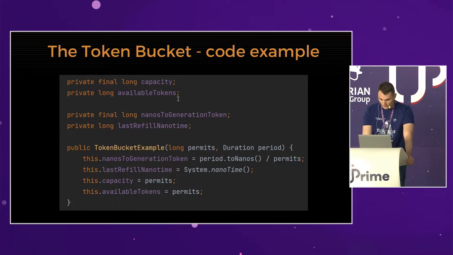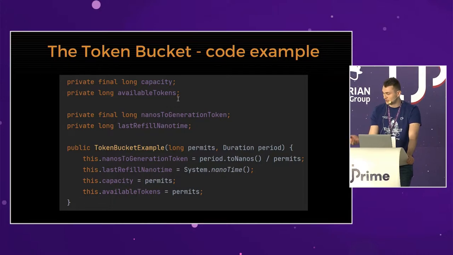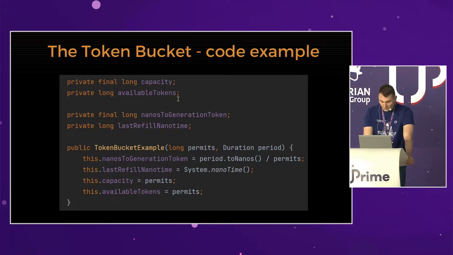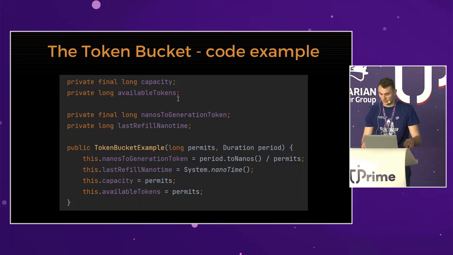In order to set nanoseconds to generate a token, all we need to do is just divide the period by permits. To set the last refill time, we just set the current time at initialization. And to set capacity and available tokens, we just set the current count of permits, because at initialization, usually these variables are equal.